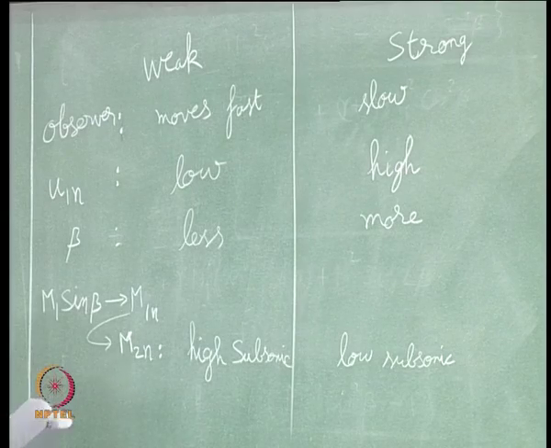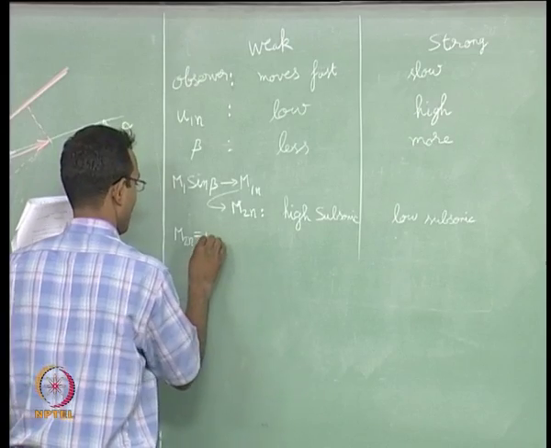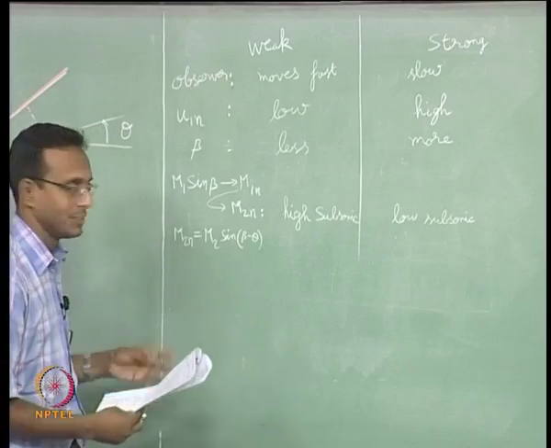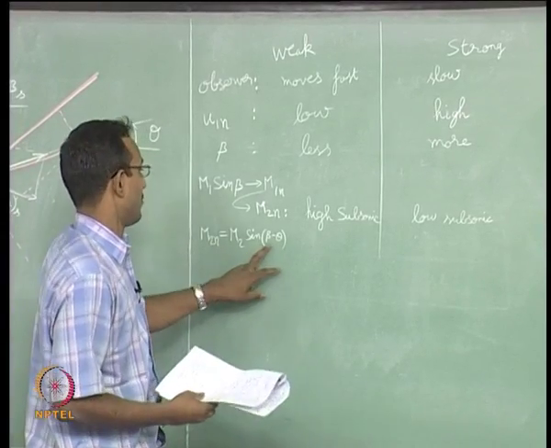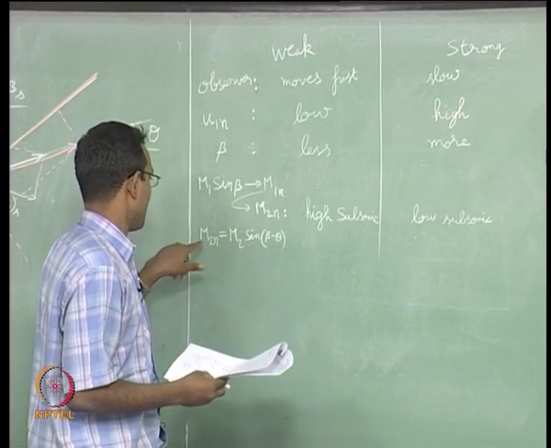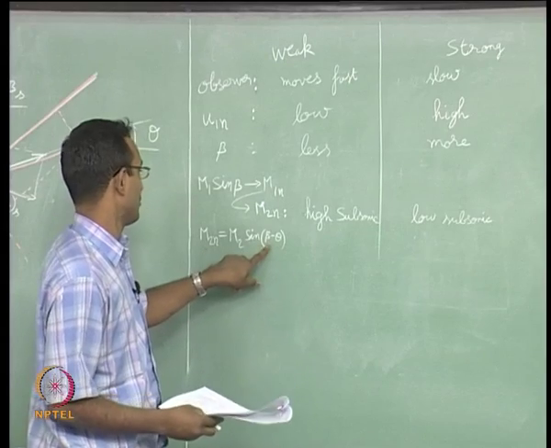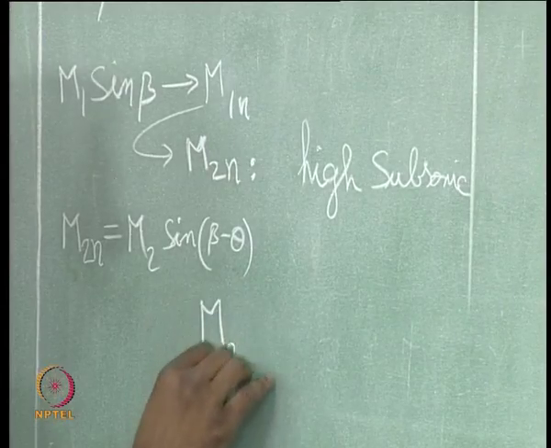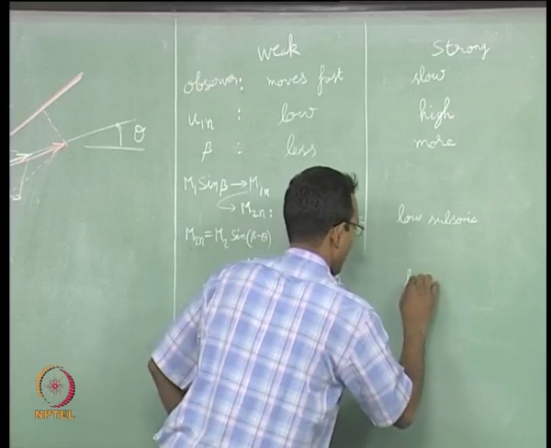Now, that being said, I am actually interested in the actual M2 value. M2 normal is equal to M2 sin(beta minus theta). This is what we know already, this is our formula for it. Now we said that beta is low, theta is the same, and M2 normal is higher for a weak shock. Beta is low, M2 normal is higher, which means M2 must be higher. That is what I am interested in. M2 here will be higher, here it will be lower.